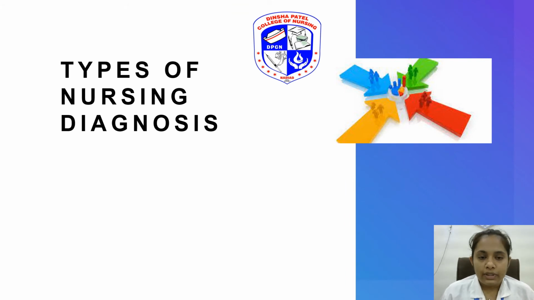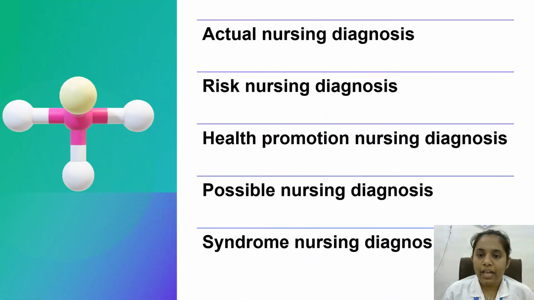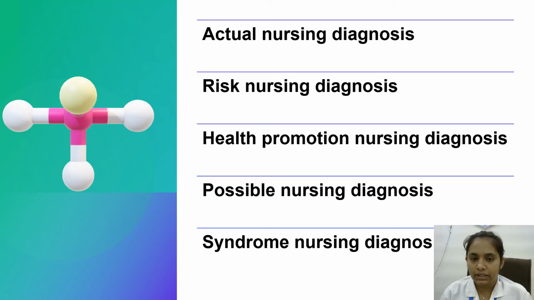Next, the types of nursing diagnosis. The first type is the actual nursing diagnosis, then risk nursing diagnosis, health promotion nursing diagnosis, possible nursing diagnosis, and syndrome nursing diagnosis.